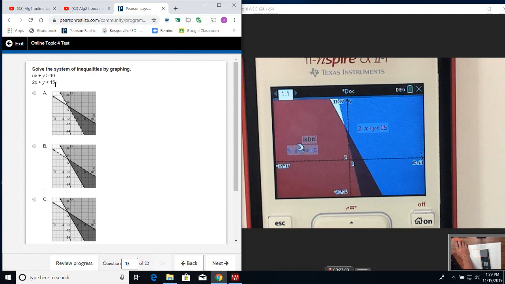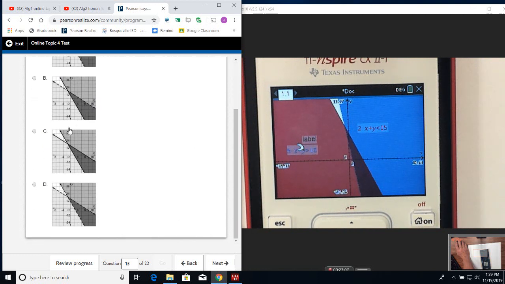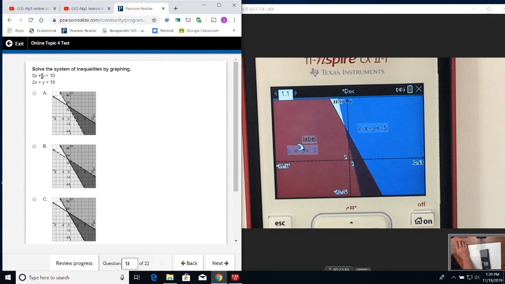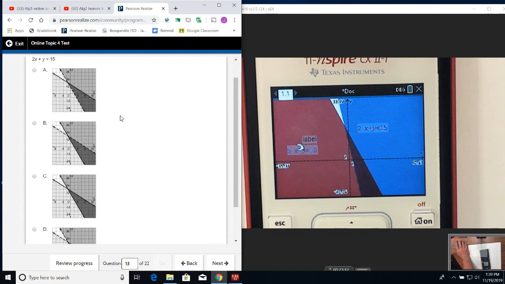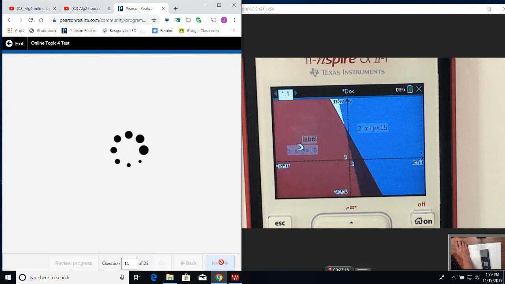The boundary lines in the first one would be dotted and dotted, so it's not A. See how this is a solid and a dashed? It's not B. C is a solid and a solid. That's only if it was a greater than or equal to or a less than or equal to, which it's not. So the only thing it can be is D because both of them are dashed. So to make sure you don't miss that one. That's D.